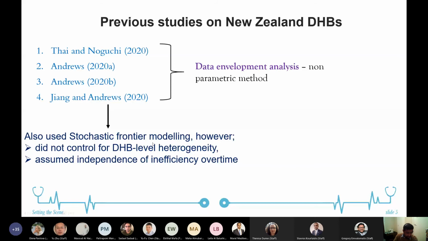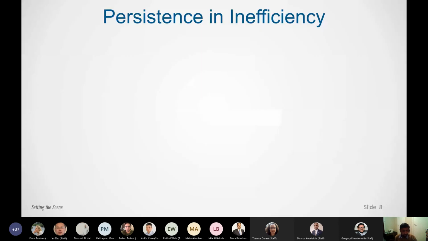The last paper does use stochastic frontier modeling, but they did not control for DHB-level heterogeneity. Most importantly, they also assumed that inefficiency is independent over time. That means they're saying there is no inefficiency persistence in the system at all. So my thesis paper basically takes that study a step further and sees, once we control for that and allow inefficiency to persist over a period of time, what we're going to see. So, persistence in inefficiency.